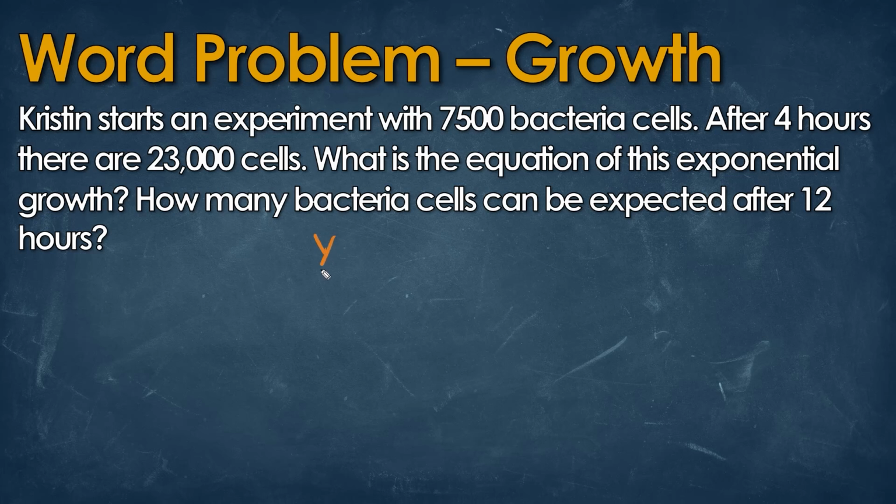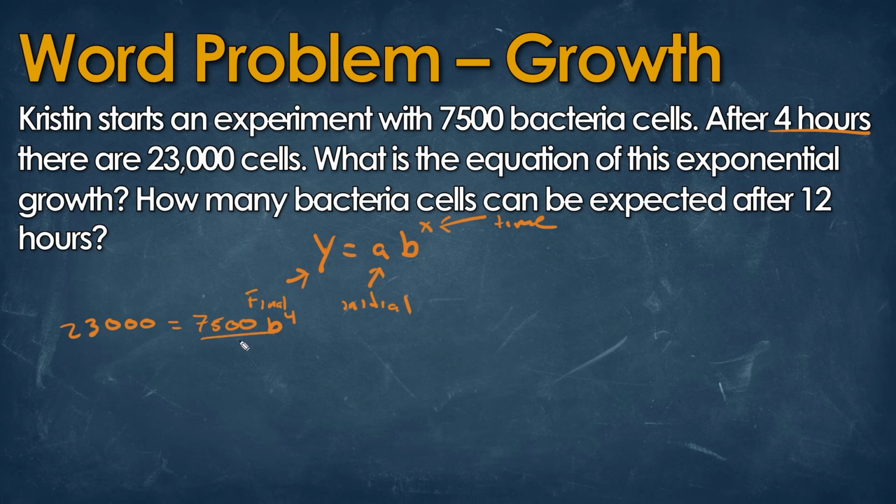So again, the standard equation that we're going to be looking at is a b raised to the x power. And in this case, a is going to be our initial amount that we have. Our final amount will be what's here in y. And usually for x, it's going to be in terms of time. So with this information, we know that the final amount is 23,000 cells. We had an initial amount of 7,500 cells. And b, we don't know, but we know that their time is going to be for 4 hours to go from 7,500 to 23,000. So with that information, we can solve for b.